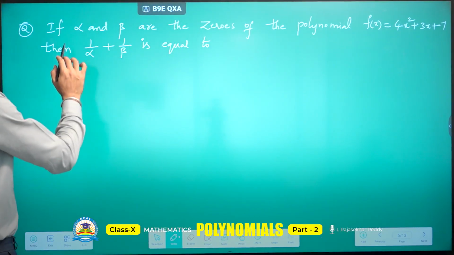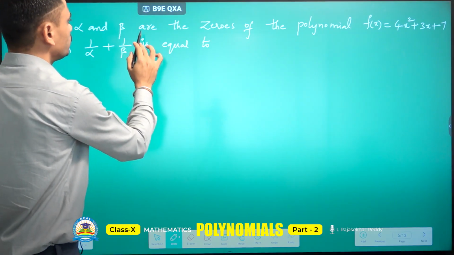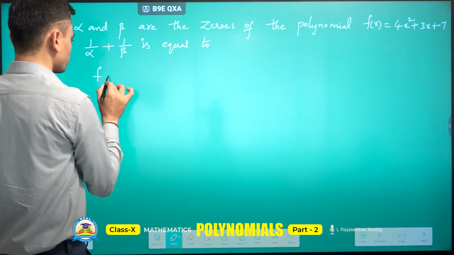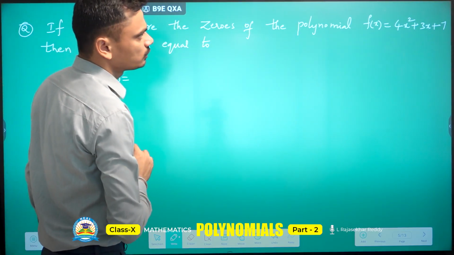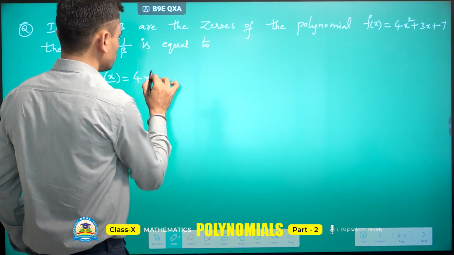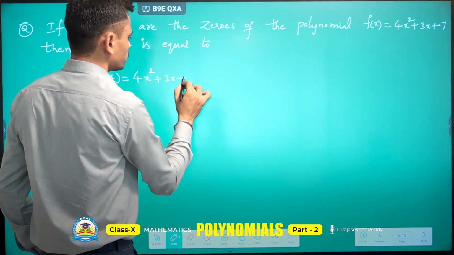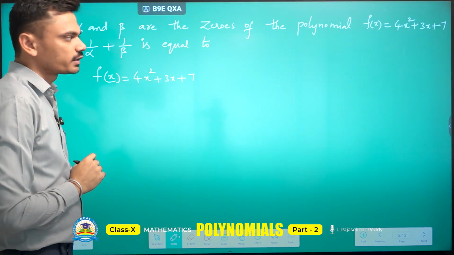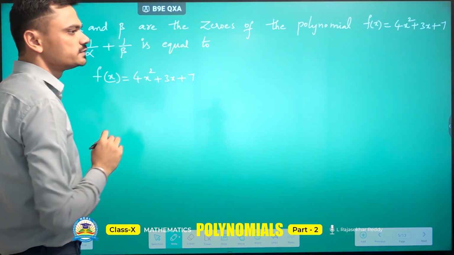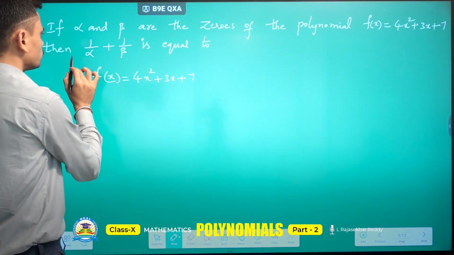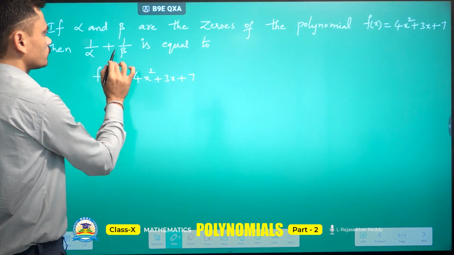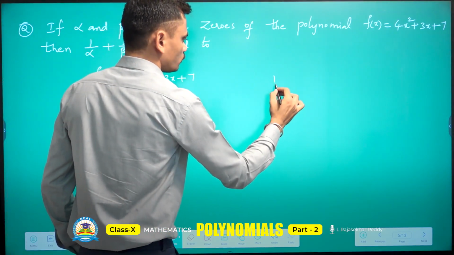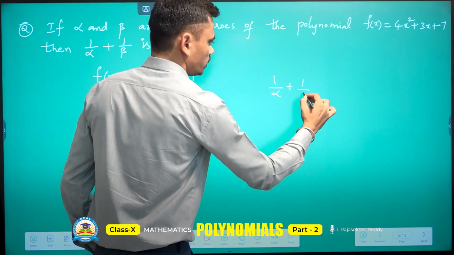See here, if alpha and beta are the zeros of the polynomial f of x is equal to 4x square plus 3x plus 7. So there is a quadratic polynomial, and alpha and beta are the zeros. The question is, then 1 by alpha plus 1 by beta is equal to, so we need to find out 1 by alpha plus 1 by beta.